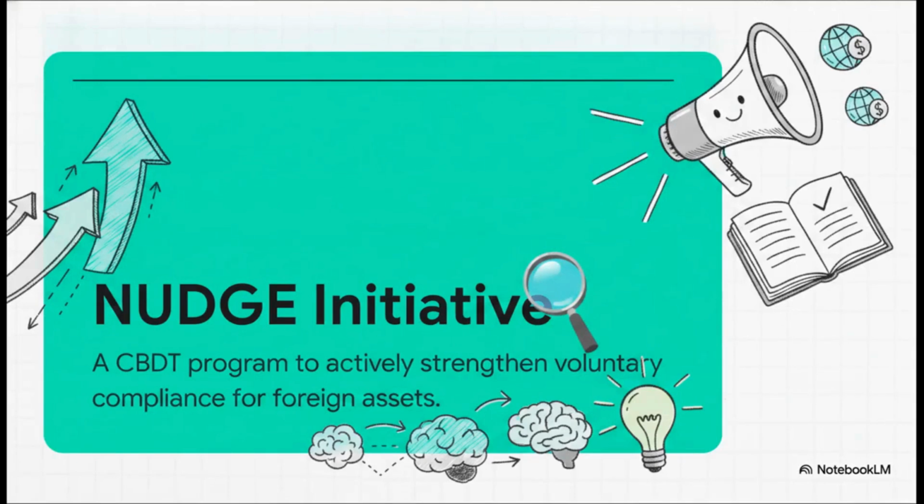The portal is also proudly highlighting the second phase of their Nudge initiative. I find this fascinating, especially from a behavioral economic standpoint. Instead of just relying on the old-school methods of audits and heavy penalties, the government is proactively running public awareness campaigns. They're essentially nudging taxpayers to accurately report their foreign assets voluntarily. It's a very modern, communication-first approach to enforcement.